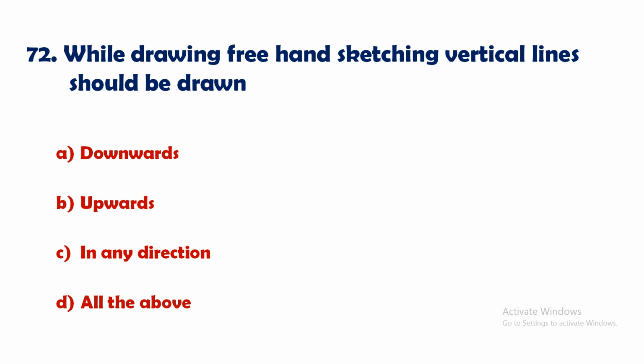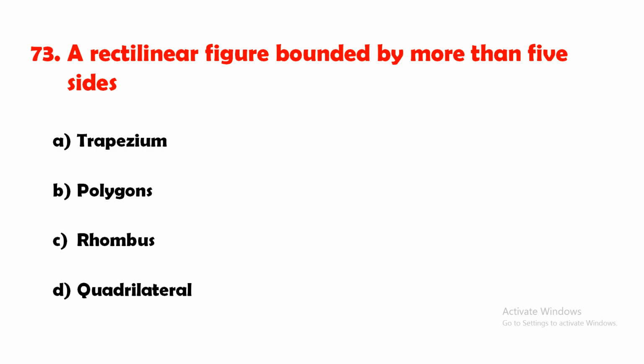While drawing freehand sketching, vertical lines should be drawn downwards, upwards, in any direction, all of the above. The answer is while drawing freehand sketching, vertical lines should be drawn downwards. A rectilinear figure bounded by more than 5 sides is trapezium, polygons, rhombus, quadrilateral? The answer is a rectilinear figure bounded by more than 5 sides is a polygon.